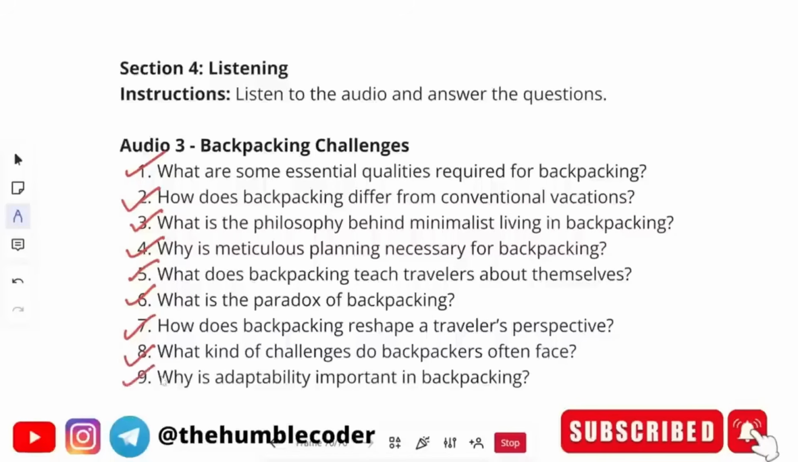Moving on to the last question that we have, why is adaptability important in backpacking? The correct answer will be adaptability is crucial because conditions and situations can change unexpectedly during the journey. Okay guys, so I hope now you have got the understanding of how you have to solve these questions based on listening. As I already told you, you will mostly get 3 questions based on the audio, but for better practice I have tried to take the maximum amount of questions that we can take from these questions.